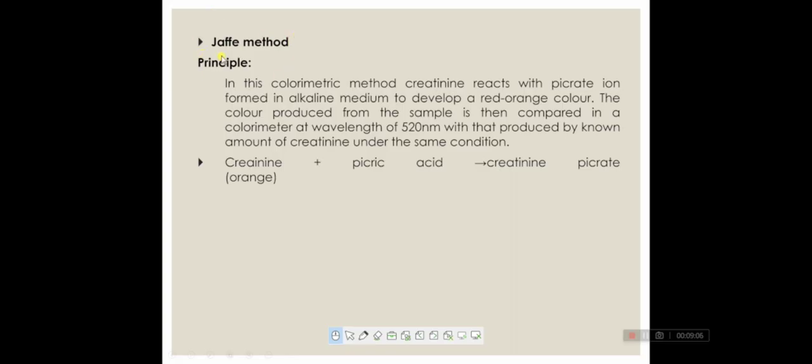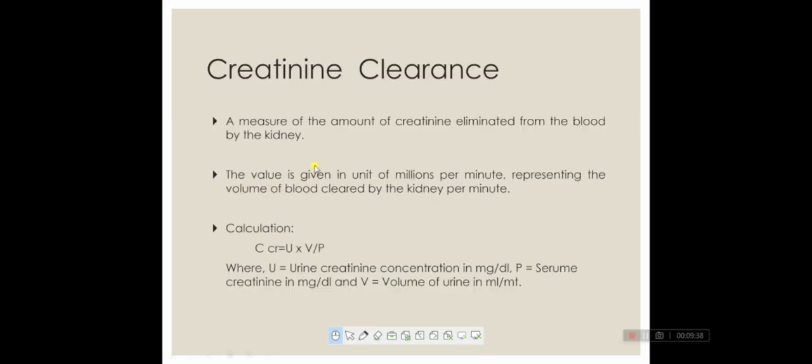So this is a colorimetric method in which the creatinine in the serum is reacted with the picrate ion, which is formed in the alkaline medium to develop a red-orange color. The color produced during this reaction is then compared in a colorimeter, which is an instrument that measures the color concentration of the solutions. By understanding the color concentration of the solution, the measurement of the creatinine is performed.